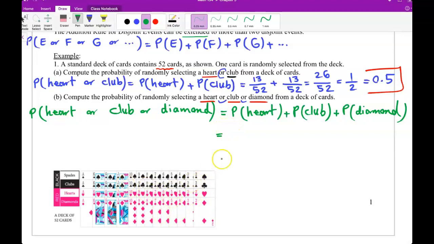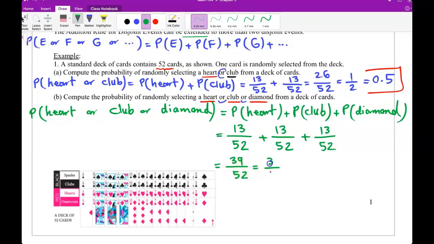How many hearts do we have? We have 13 in total. How many cards do we have? 52. Again, how many clubs do we have? 13. Total 52. And how many diamonds do we have? Again 13. So from each group we have 13 cards. Adding, we have 39 divided by 52. Simplify. The answer is 0.75.